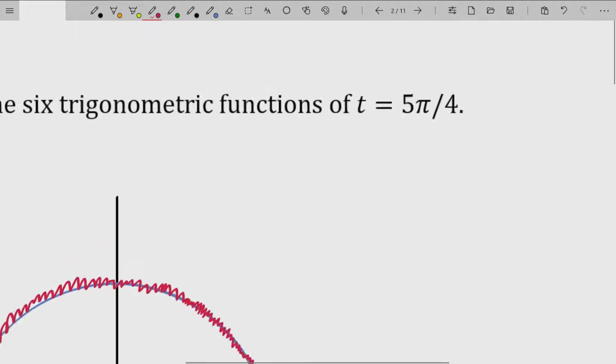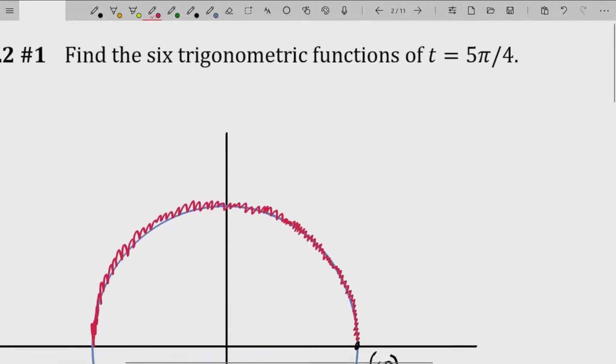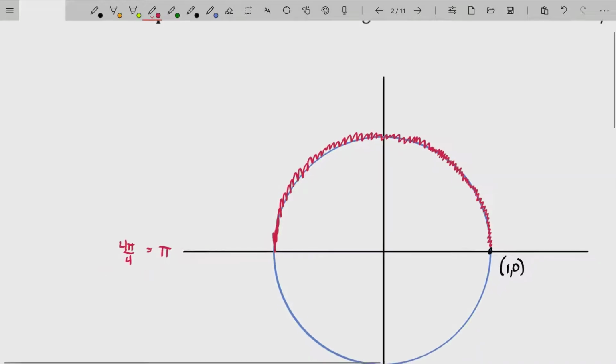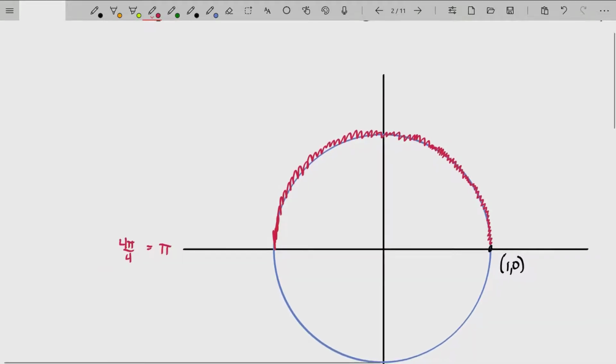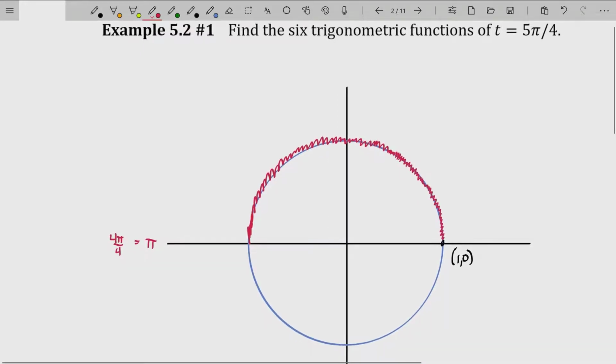But when you're working with these angles like this, you want to get pi in terms of that denominator of 4, just so that you can easily see where you would go, what your reference number is going to be. So pi is the same thing as 4 pi over 4. We want to get to 5 of those pi over 4, so we just have to go a little bit more.